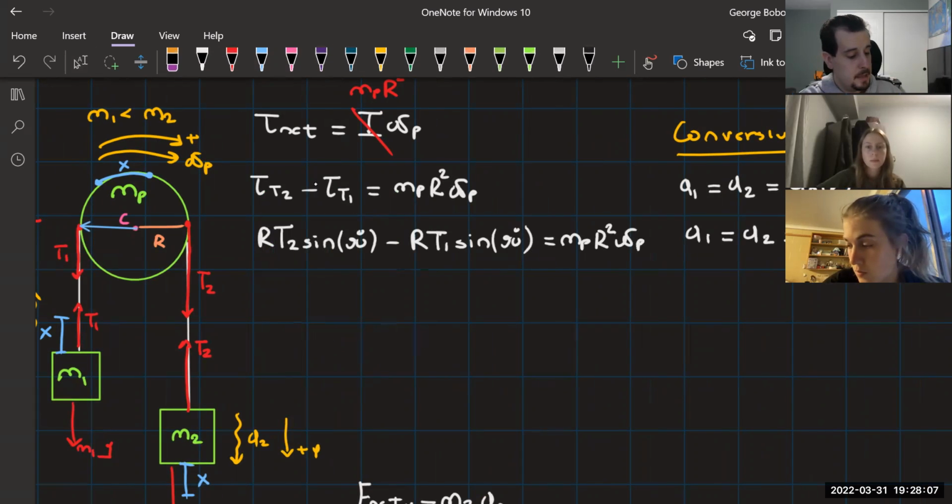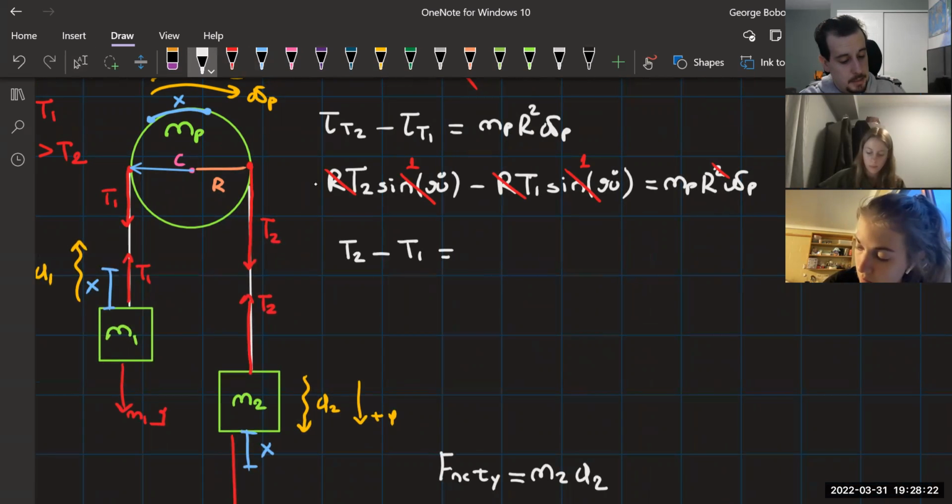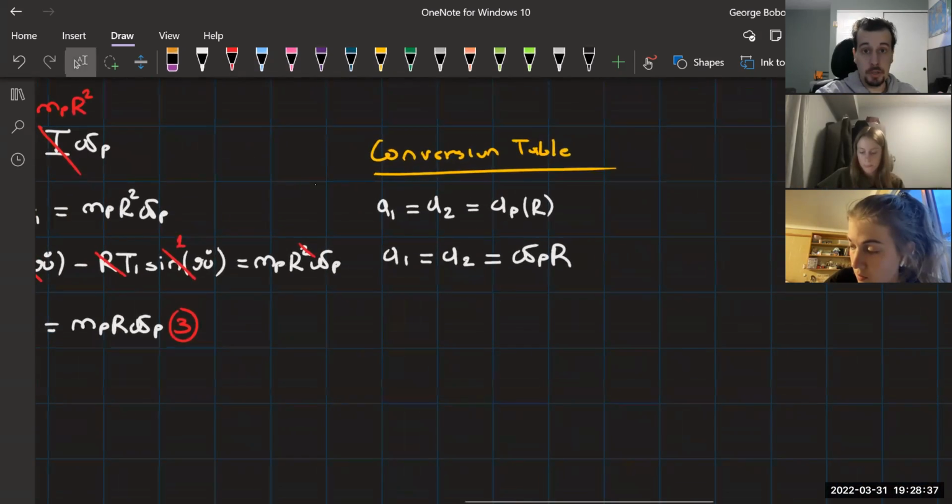So that's over. We can cancel a factor of R from both sides. We can call these, again, just 1. That's what they evaluate to. We have here T2 minus T1 remaining equals MP R times alpha P. That is like your third equation right now. So let's see what the question asks for. And then we're going to use the conversion table over here to see again what we need to solve for.